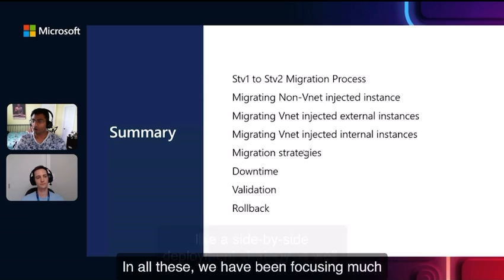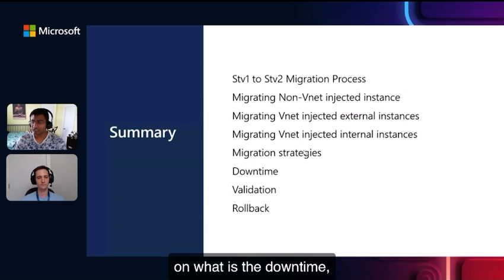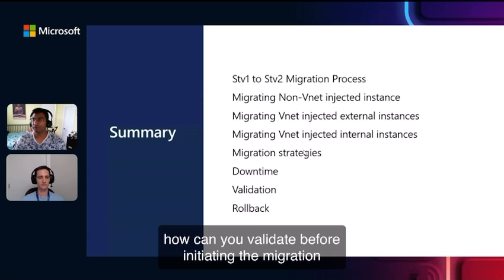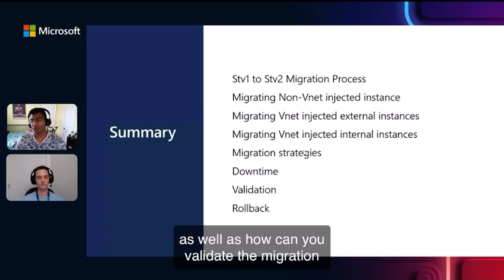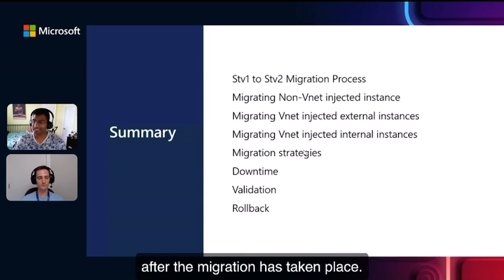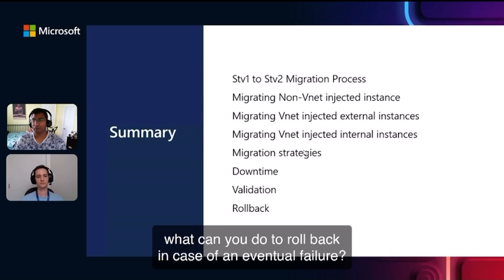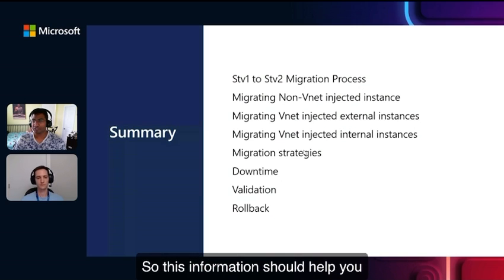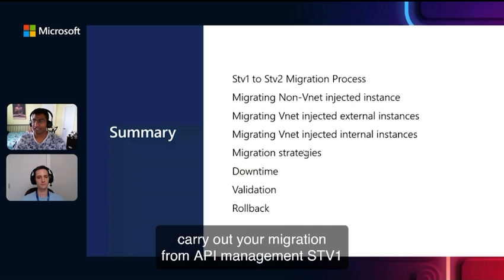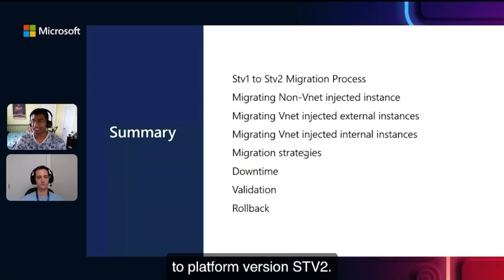In all these, we have been focusing much on the downtime, how it impacts your business, how you can validate before initiating the migration, as well as how you can validate the migration after it has taken place, and last but not least, what you can do to roll back in case of an eventual failure. So this information should help you carry out your migration from API management STV1 to platform version STV2.